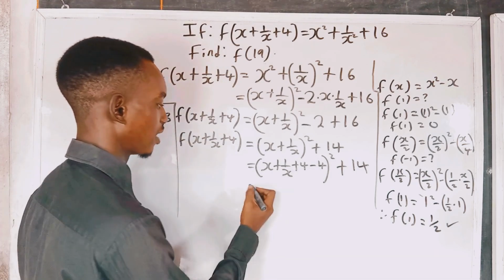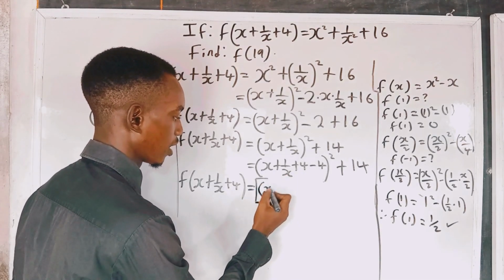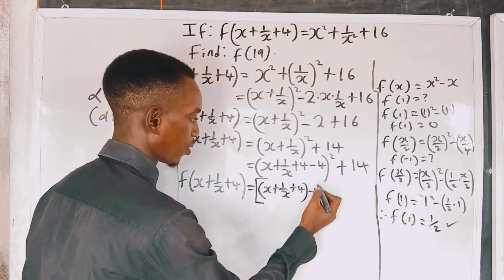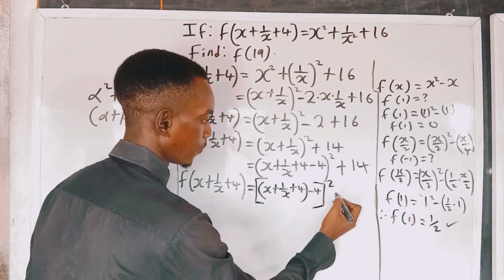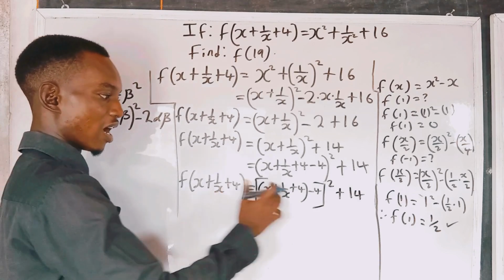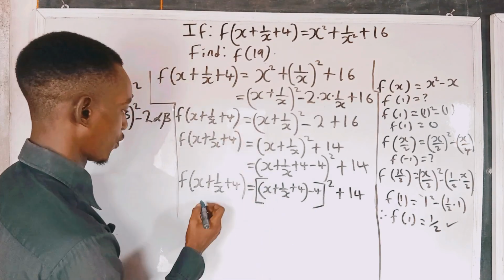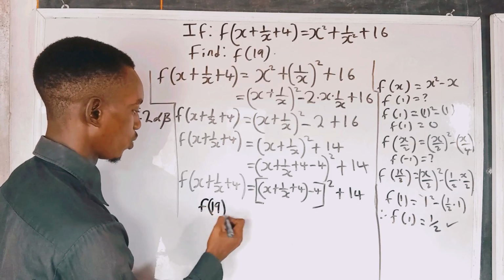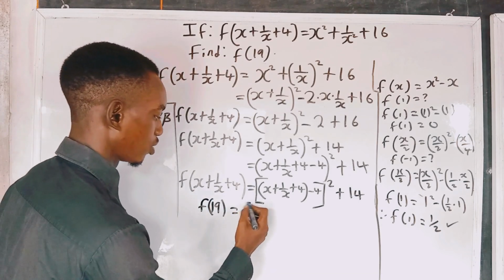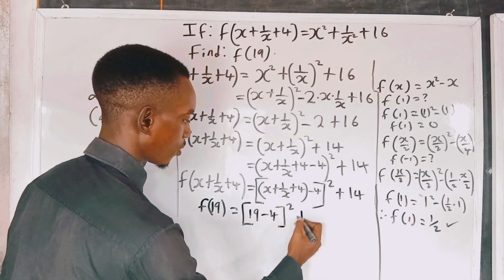Therefore, we can now write this, let me use another bracket to distinguish it, as (x plus 1 over x plus 4, minus 4) all squared, then plus 14. Now we have this at the right hand side. We can make use of direct substitution. So f of 19 will be, wherever we see x plus 1 over x plus 4 at the right hand side, we input 19. So that will now be (19 minus 4) all squared plus 14.